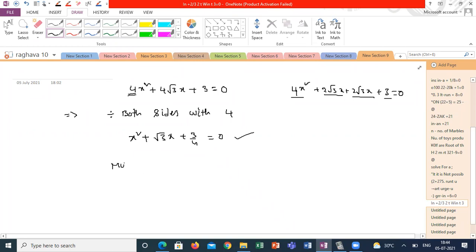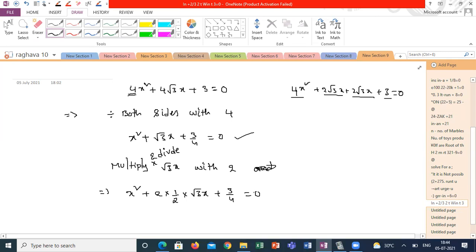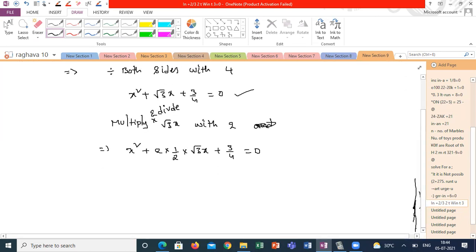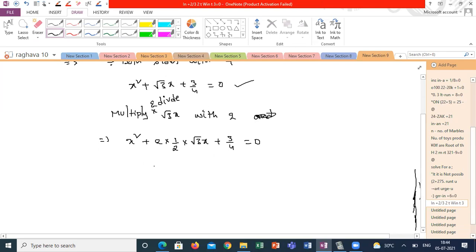So, second step, multiply and divide root 3x with 2. So how will we write? Don't multiply it fully as a single number. x square plus 2 into 1 by 2 into root 3x plus 3 by 4. Is it clear what I have done here, guys? Got it?